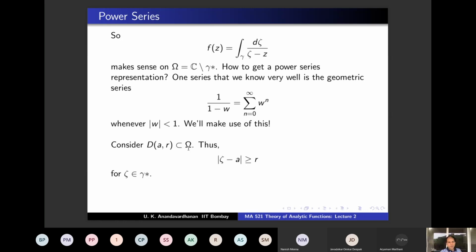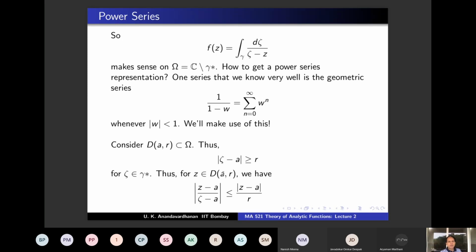So because omega is the complement of gamma star, you can see that mod zeta minus a is bigger than or equal to R for zeta in gamma star. Clear? Therefore, if you take any z in the open disk, you can consider mod z minus a by mod zeta minus a, and you have observed that mod zeta minus a is bigger than or equal to R. Therefore, 1 by mod zeta minus a is less than or equal to 1 by R. Therefore, this is less than or equal to mod z minus a by R. R is a positive number, right? So mod R is R, and what can you say about this? This is strictly less than 1.